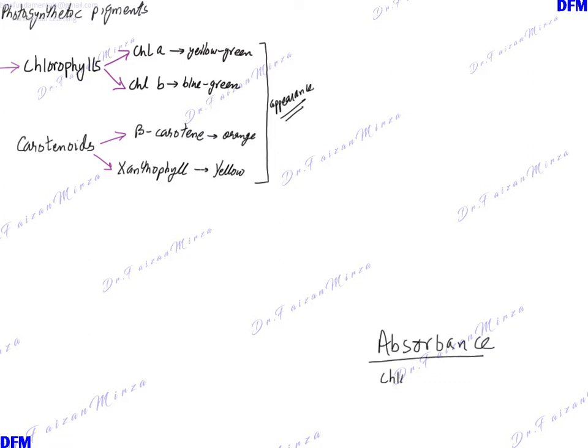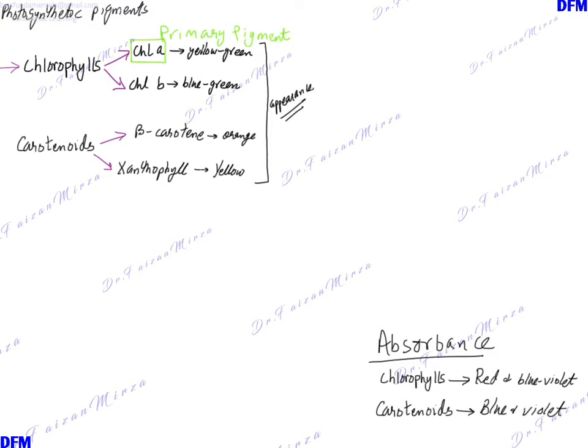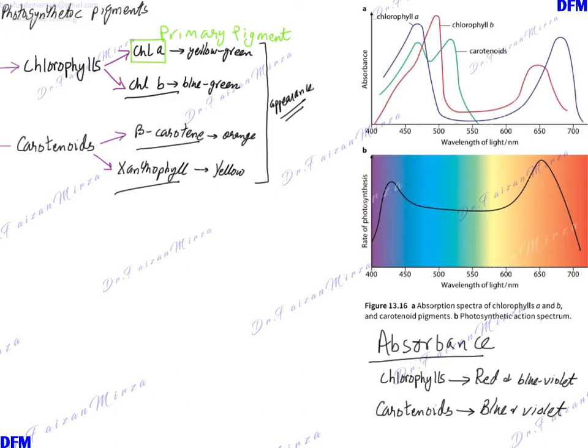So this brings us to the idea of the absorbance of chlorophylls and carotenoids. Chlorophylls absorb in the red and blue-violet region, whereas the carotenoids are absorbing in the blue and violet region. Chlorophyll A is always the primary pigment, whereas chlorophyll B, beta carotene, and xanthophyll are all accessory pigments. Now what's a primary pigment, what's an accessory pigment? We'll come to it. We are discussing spectrums here.